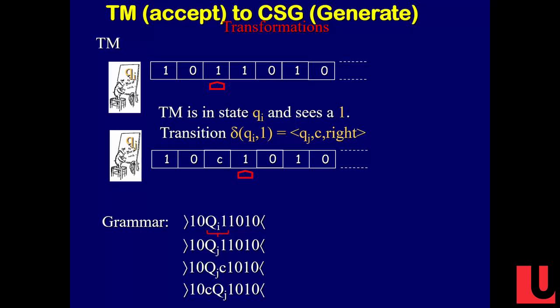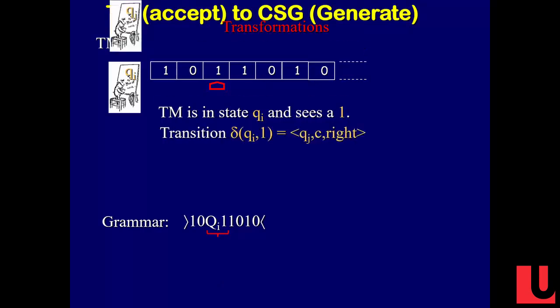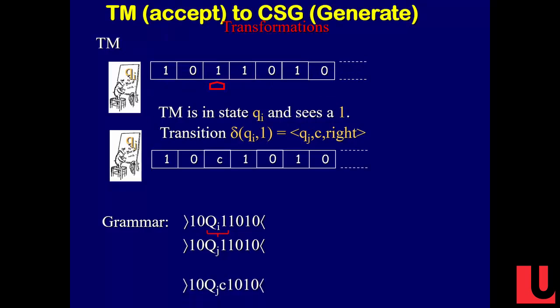Everybody see how we went from this to this? What's the swap happening? This C that used to be a 1 is swapping with the Q, because now we're looking at this one. The head moved. Let's do it again. We observe that we're in QI and we're looking at a 1. So we turn from QI to QJ. We change the 1 that we're looking at into a C. And then we move our head right, which swaps the C and the Q.